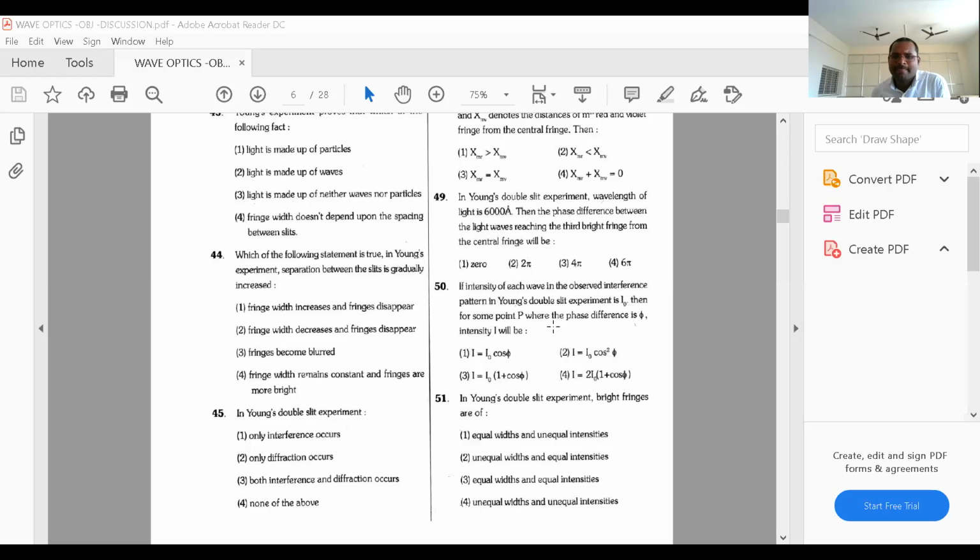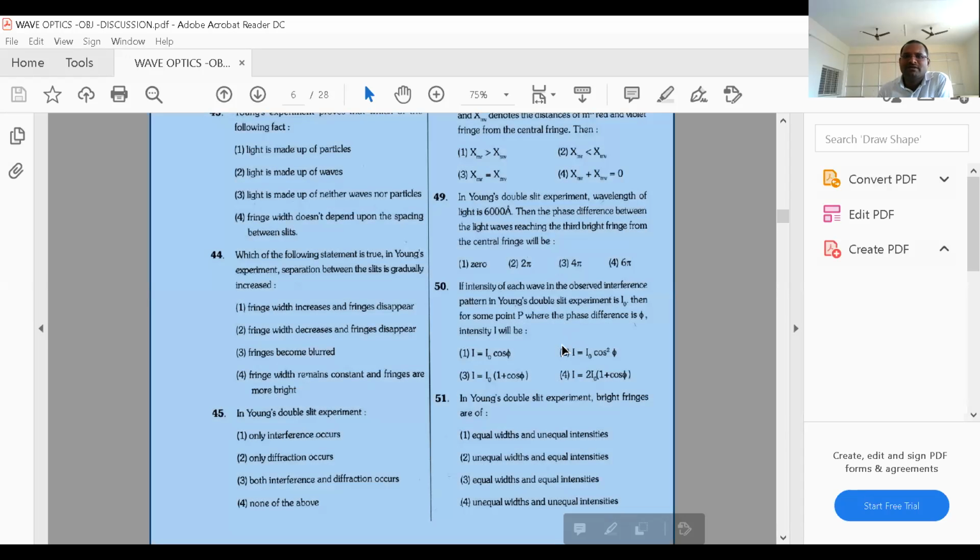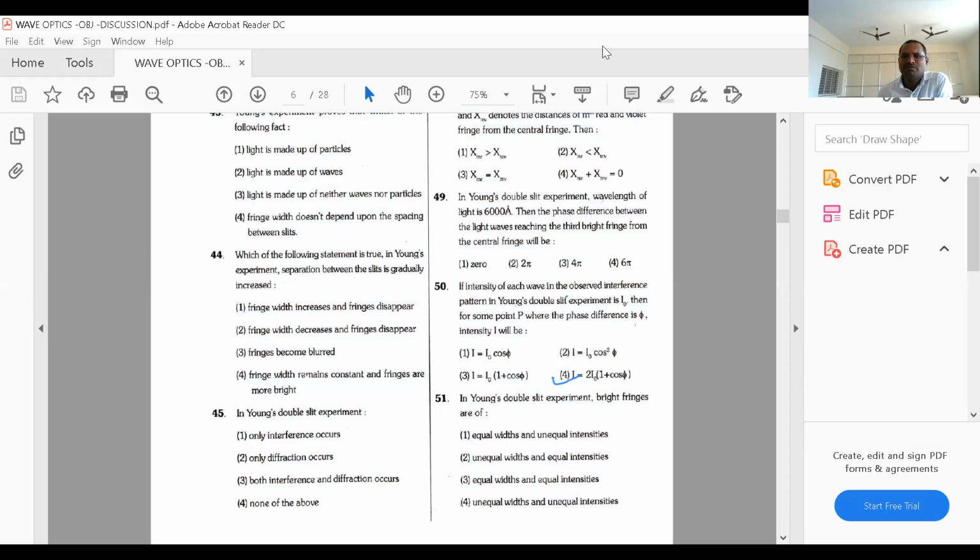The question is: if the intensity of each wave in the observed interference pattern in YDSE is I naught, then at some point P where the phase difference is phi, how much will the intensity I be? So intensity I will be 2 I naught into 1 plus cos phi. Understood? This is the answer. Just now I have shown you that derivation.